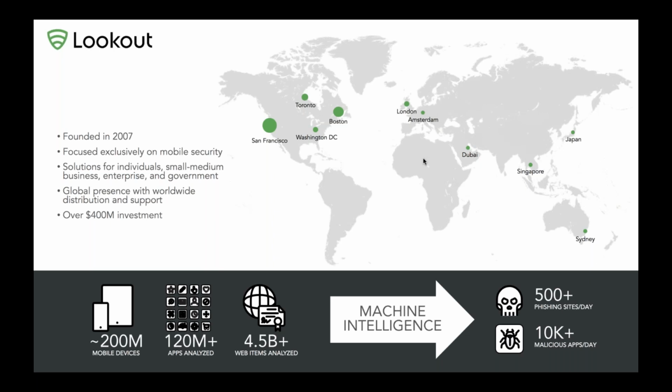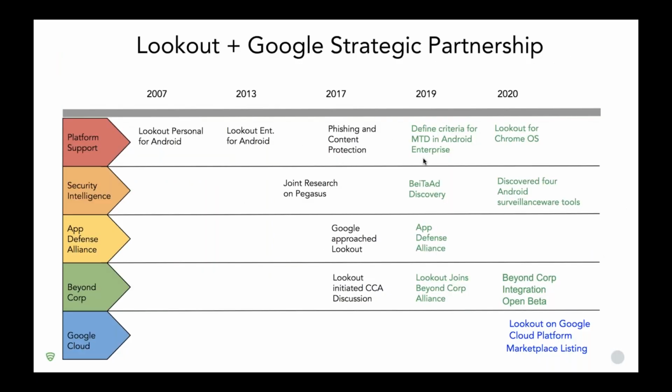So the next thing I want to cover here, which is really core to what we're doing today, is that it's important to understand our relationship and our history with Google as we go forward and talk about Chromebook security. So we've had a long-standing partnership with Google. It started back in 2007. As I mentioned, we were really the innovators in the mobile security space. So we were the first to have a personal mobile security app that would run on Android. And you can see that we really evolved our relationship across these 5 buckets you see on the left, but one being security intelligence, which is very interesting.